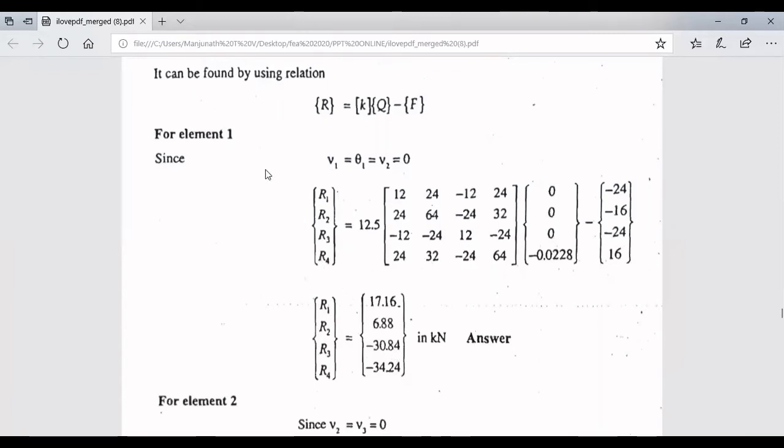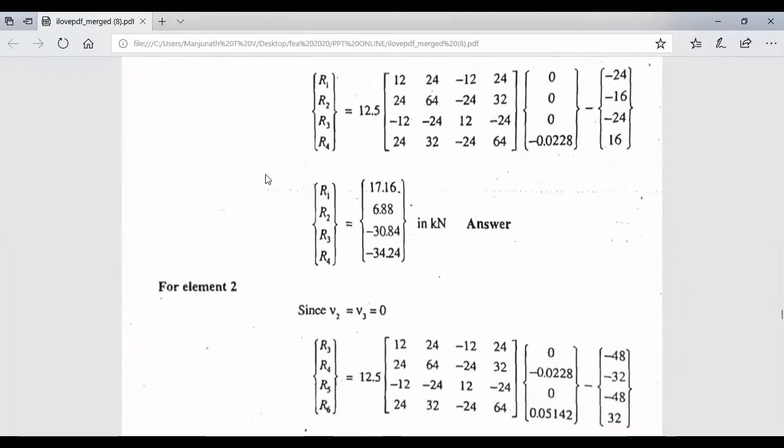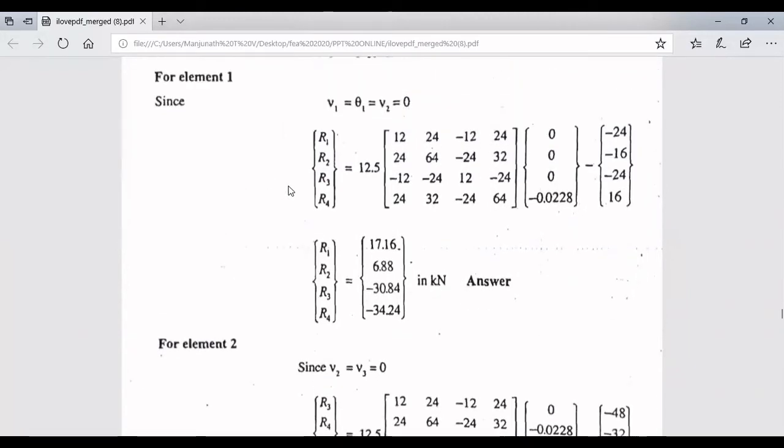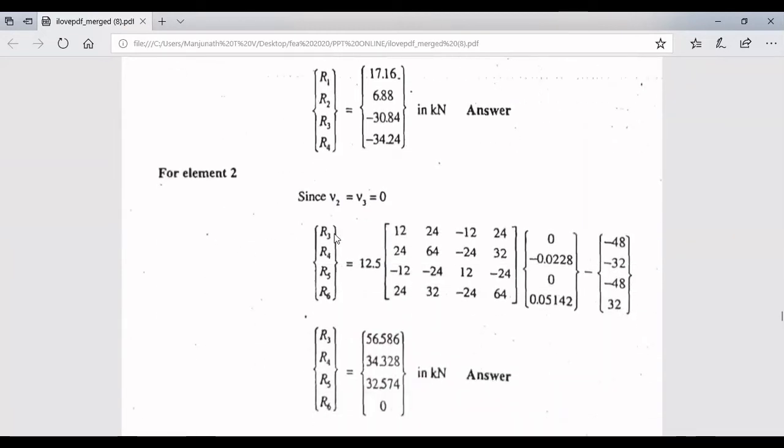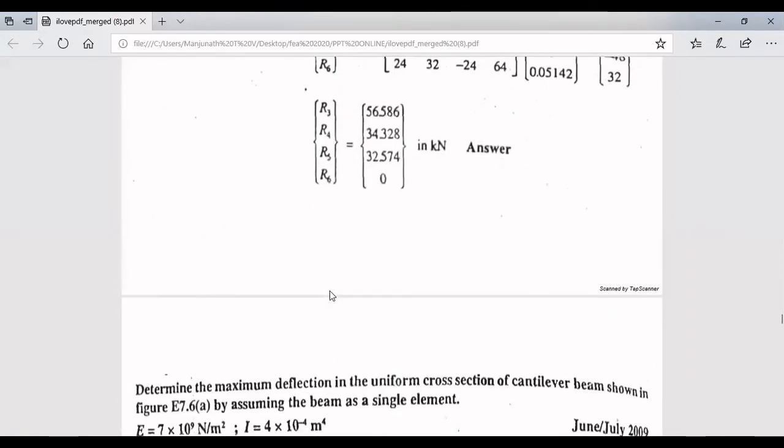This way we can calculate the reaction forces at each node. Each node gives two reaction forces. So first node R1 R2, second node R3 R4. Similarly, considering the second element, R3 R4 at the second node, R5 R6 at the third node. This is how we calculate the end reactions and also deflections for the given problem.